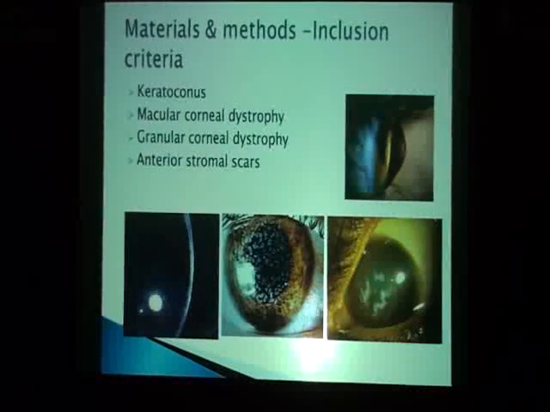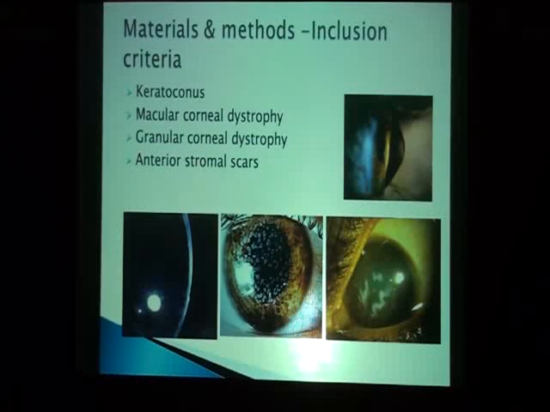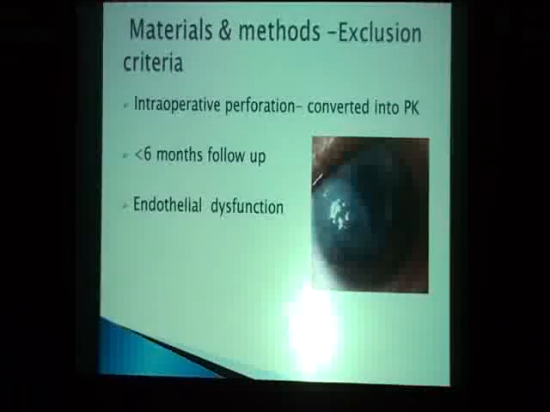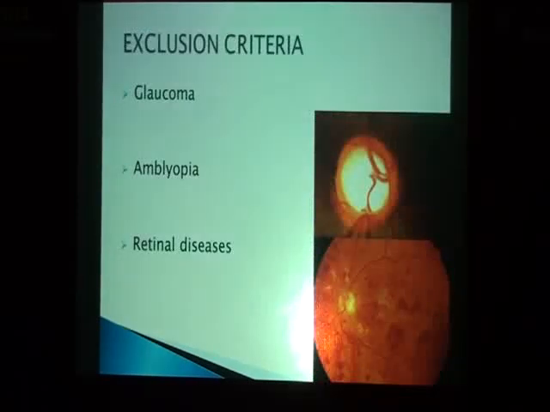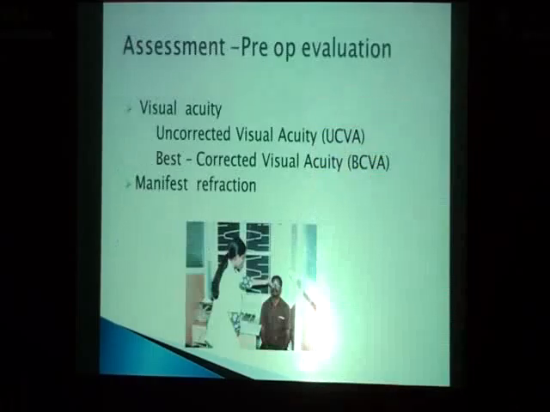Inclusion criteria were keratoconus and patients with anterior stromal pathologies like macular and granular corneal dystrophy, and anterior stromal scars. Exclusion criteria were patients who had intraoperative perforation and had to be converted to penetrating keratoplasty, less than 6 months follow-up, endothelial dysfunction, and diseases like glaucoma, amblyopia and retinal diseases.